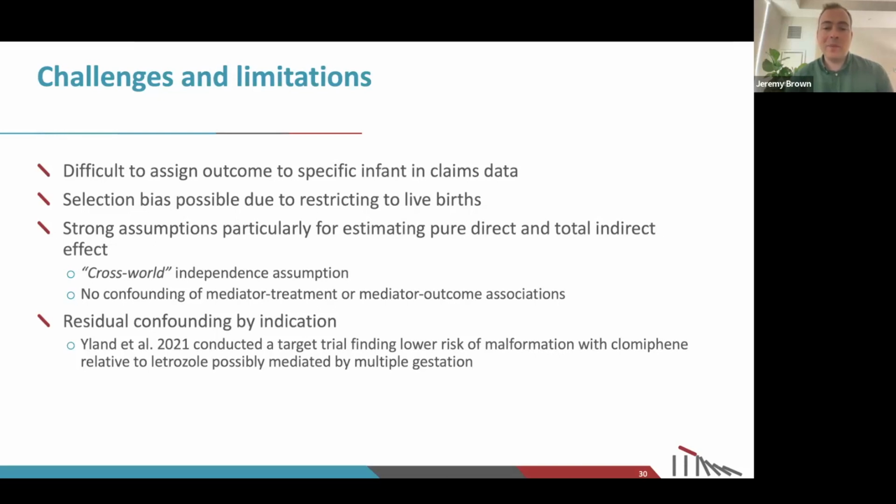When we're doing a study more for looking at actual safety, then we might want to compare to another drug used for infertility. In a study conducted by my colleagues using a target trial, they compared clomiphene relative to letrozole for the risk of malformations, and find lower risk of malformations with clomiphene relative to letrozole, which is possibly mediated by multiple gestation, with multiple gestation being increased amongst those dispensed letrozole versus clomiphene.